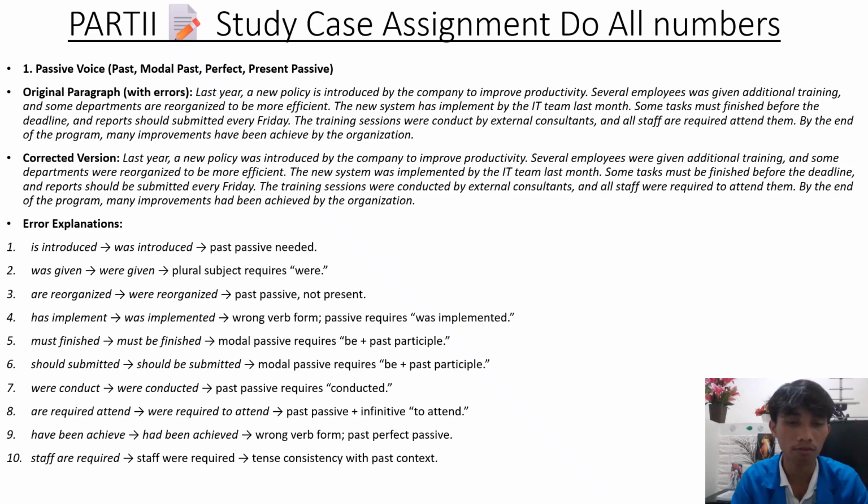9. Have been achieved, change to had been achieved. Wrong verb form, past perfect passive. 10. Staff are required, change to staff were required. Tense consistency with past context.